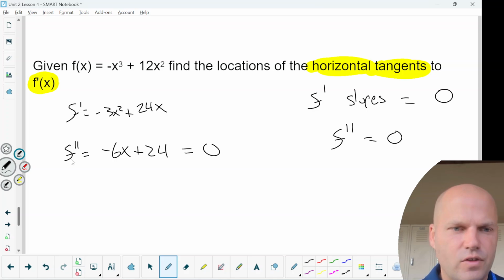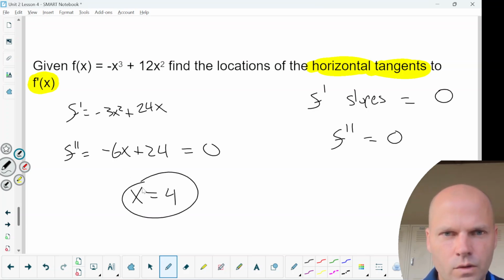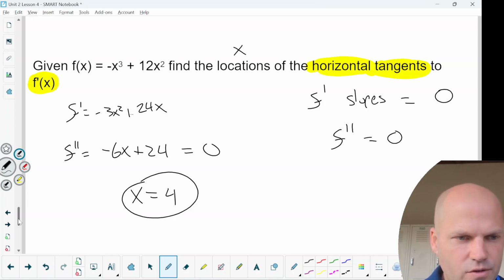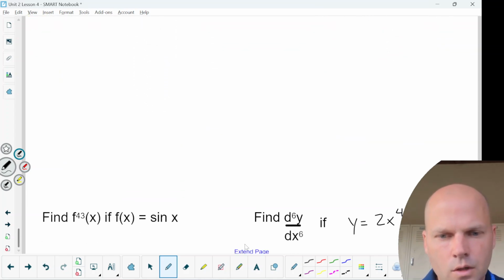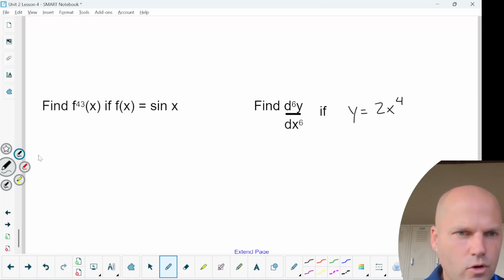We take our second derivative, the slopes of the slopes. When are the slopes of the slopes equal to 0? We get 4 x locations. Cool. What are some other higher order derivatives?